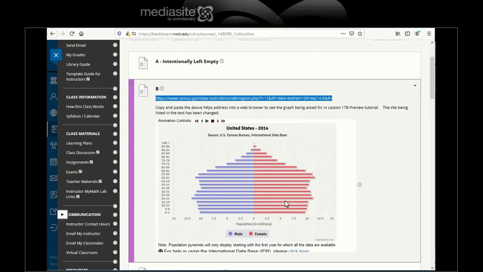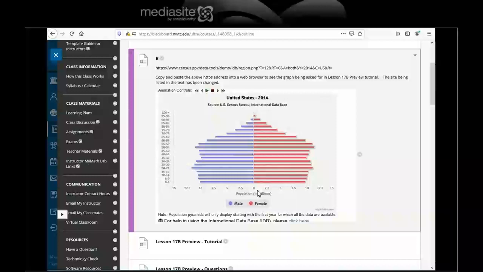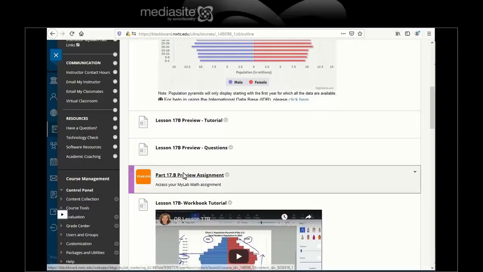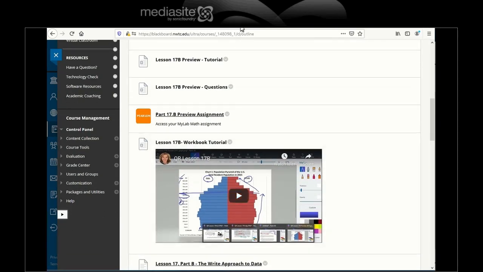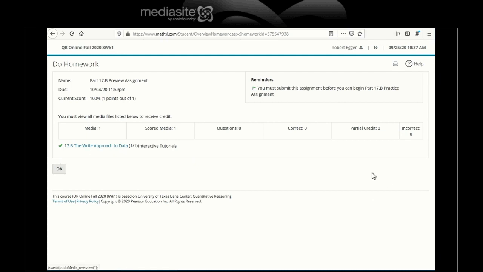So when you say look at the male female 2014 census data, this is what they're talking about. You can either use this one, go to it so you can look at it real time, or you can look at this one only. Either way, we're going to be doing the 17B preview assignment. Familiar? And here it is. Hey, no questions. Okay. Sorry, we're not getting off easy by doing that. So with no further ado, let's do the 17B, the right approach to data.